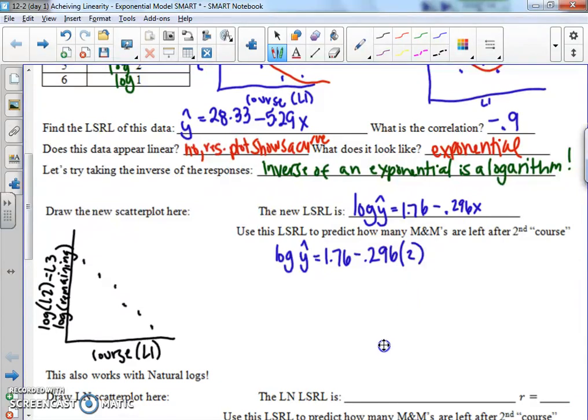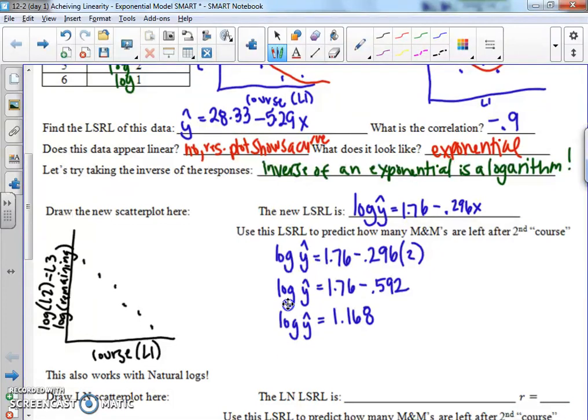And what we're just going to do is type this in. We have log of y hat equals 1.76 minus, we're going to multiply that out, it comes to 0.592. Okay, let's go ahead and do this subtraction here. Log of y hat equals 1.168. But we still got to get y by itself. Y is not quite by itself yet, and I need y by itself to give me the prediction.